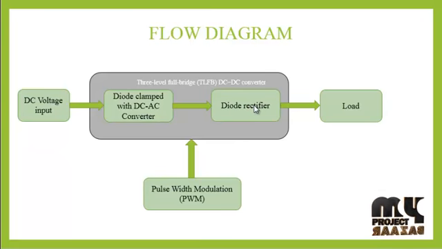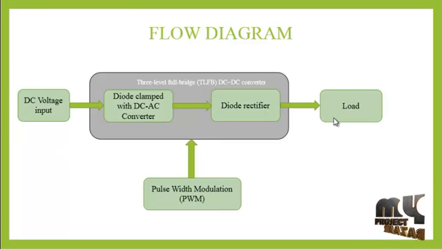Then it passes to the diode rectifier. The diode rectifier converts AC to DC, so we convert to DC again. These two blocks perform DC to AC, then AC to DC. This block specifically represents the 3-level full bridge DC to DC converter. Then it passes to the load.